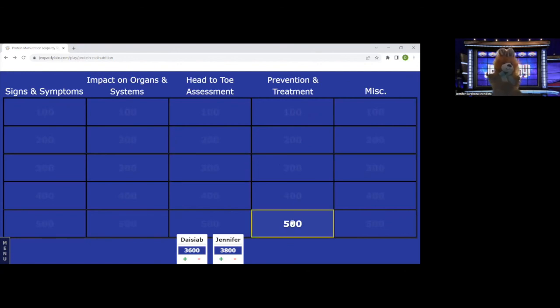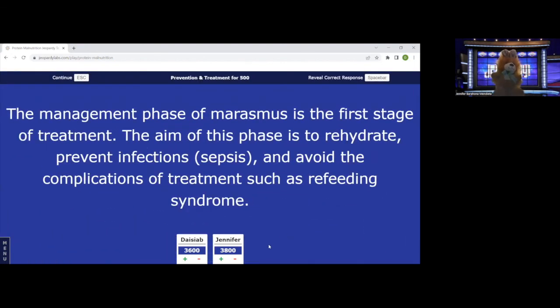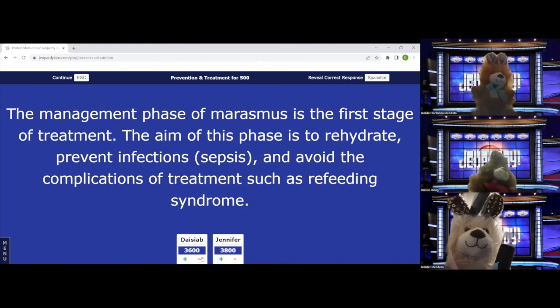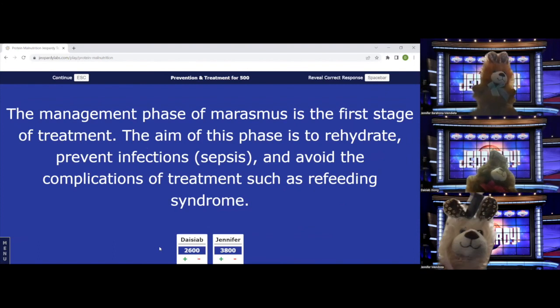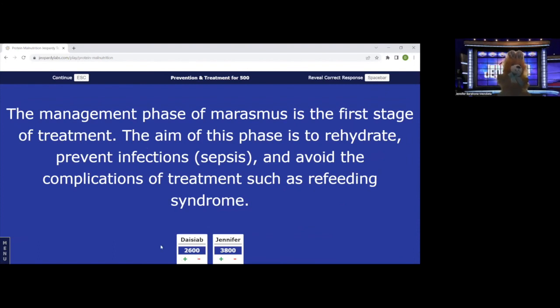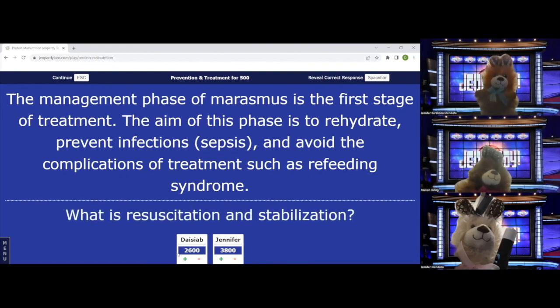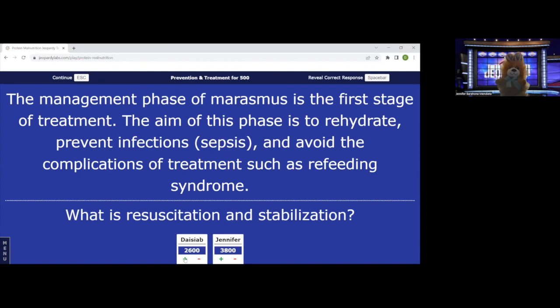All right, prevention and treatment. The management phase of marasmus is the first stage of treatment. The aim of this phase is to rehydrate, prevent infection, which includes sepsis, and avoid the complications of treatment such as refeeding syndrome. What is resuscitation and stabilization? That is correct. Water resuscitation and stabilization.